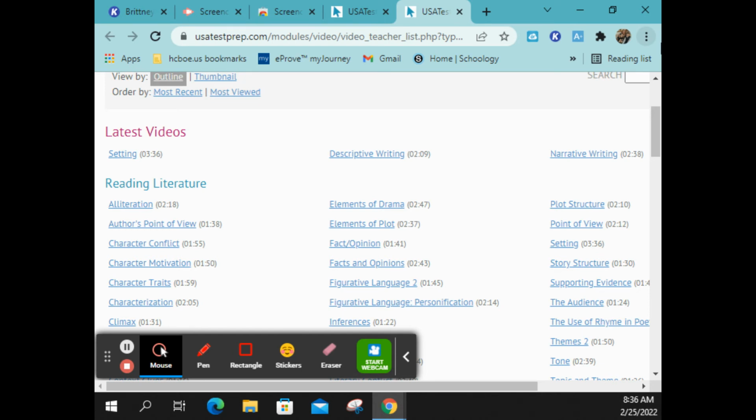Now, when you look at this, you have domains, which is going to be reading literature, reading informational text, writing, and language, okay? And then each domain has standards. If you have a green dot, that means that you have passed that standard. You have a yellow dot, that means that you're on your way to passing that standard. And if you have like a magenta, pink, red dot, that means that you don't have a clue what you're doing.